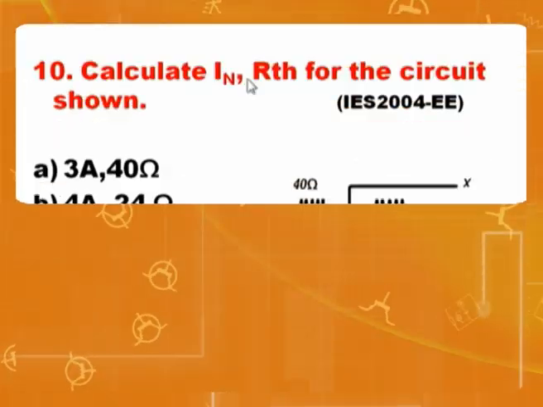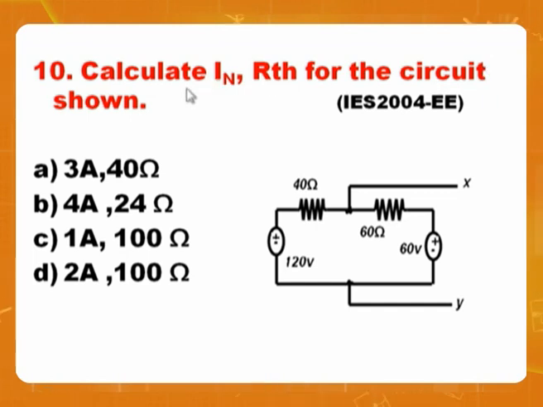And we are coming to another problem. Calculate I_N, R Thevenin's for the circuit. This is taken from IES 2004 EEE. So he is asking for I_N, meaning Norton's current. R Thevenin's is the same. See, whether it is Thevenin's impedance or Norton's impedance, it is the same. So the only difference is in Thevenin's we say V Thevenin's, in Norton's we say I Norton's.